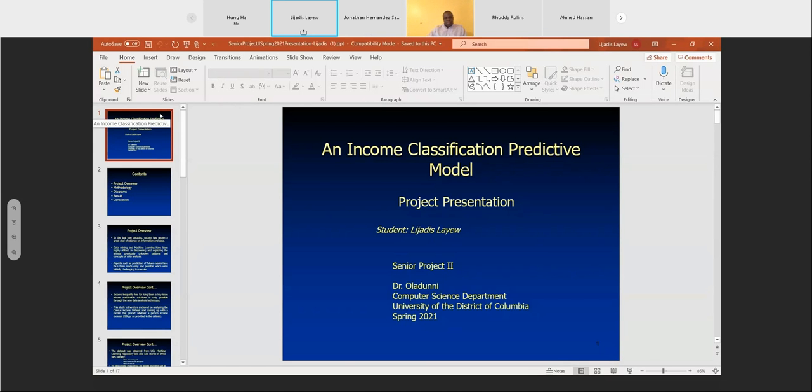Today, I'm going to present my project, which is an income classification predictive model. The objective of this is to predict whether an individual's income is greater than or less than 50K per year. I'm going to use different provided algorithms which actually predict the individual's income.